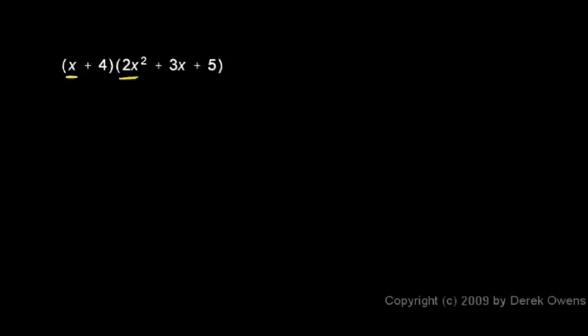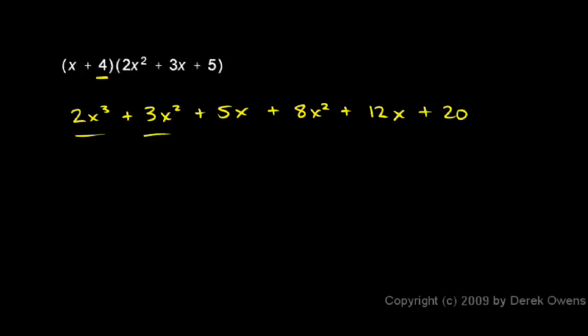X times 2x squared, that gives me 2x cubed. And then x times 3x gives me a 3x squared, so I write plus 3x squared, and then x times 5 gives me a 5x, so I write plus 5x. And then I go to the 4. 4 times 2x squared gives me an 8x squared, so I write that plus 8x squared. Then 4 times 3x gives me a 12x. And 4 times the 5 is 20, so I write plus 20. Notice that I now have 6 terms all added together.